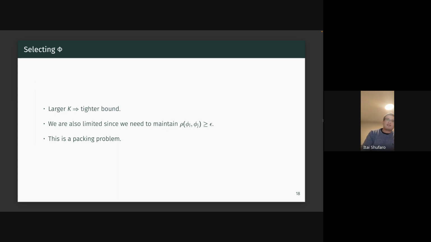On the other hand, we cannot select k to be arbitrarily large as much as we want, because we are also limited, since we must obtain some sort of minimal distance between two stochastic decisions in our set. So this is essentially a packing problem, right? We have some infinite set, and we are trying to fit as many points in the set as possible such that we maintain some minimal distance. So we'll select our set phi to be a packing set.